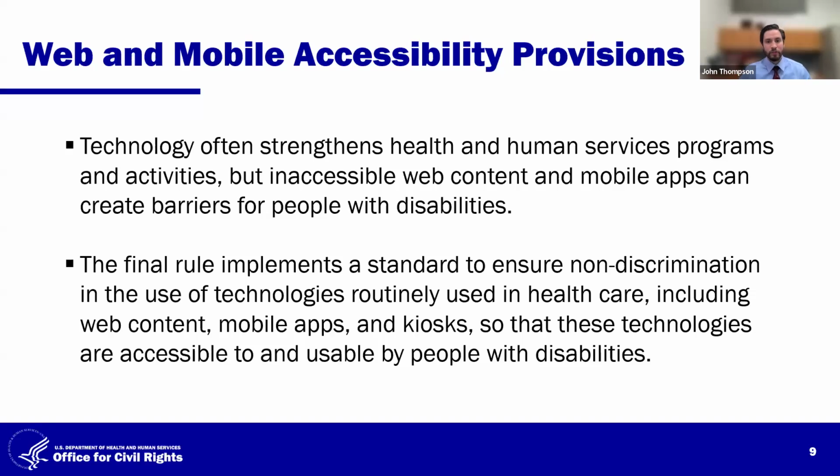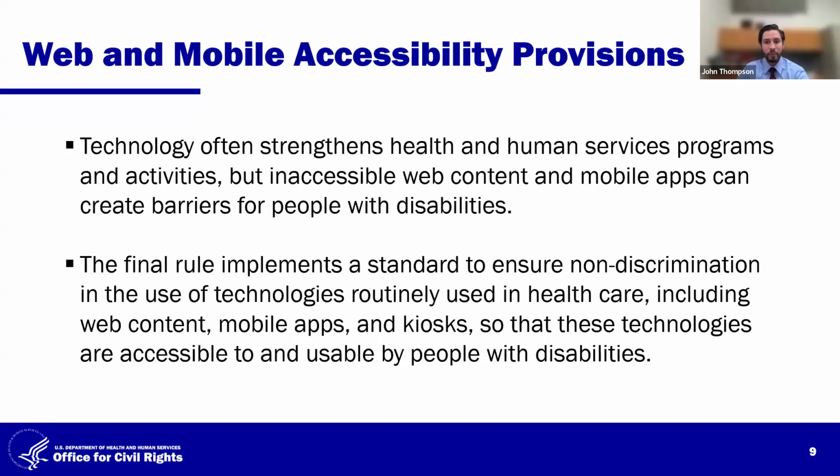Specifically, it places a requirement so that the web content and mobile apps must conform to a specific guideline, the Web Content Accessibility Guideline 2.1 Level A and AA. So that is, I'm going to call it WCAG 2.1 AA, which is an internationally recognized standard for web content and accessibility. It's used in Europe. It's used in various states in the United States to help make sure that people who really need to use screen readers or have other requirements can access the web content.